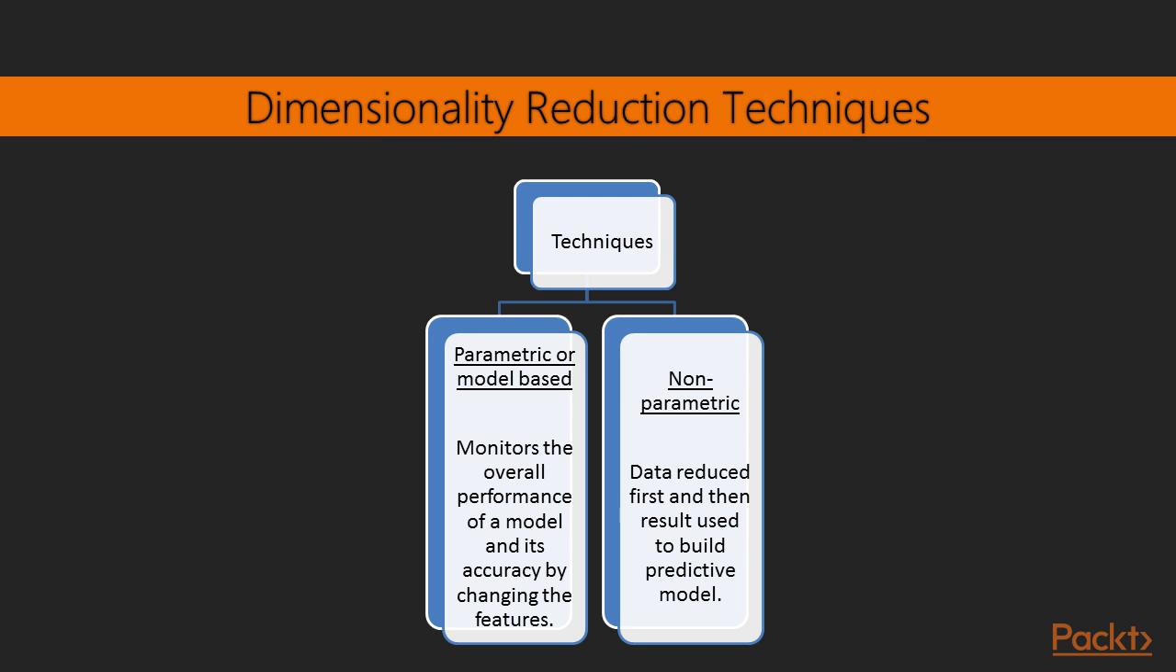Now we'll look at the techniques available for dimensionality reduction. The dimensionality reduction techniques can be classified into 2 major groups: parametric or model-based feature reduction, and non-parametric feature reduction. In the non-parametric feature reduction technique, the data dimension is reduced first, and then the resulting data can be used to create any classification or predictive model, supervised or unsupervised. However, the parametric method emphasizes monitoring the overall performance of a model and its accuracy by changing the features and hence deciding how many features are needed to represent the model.